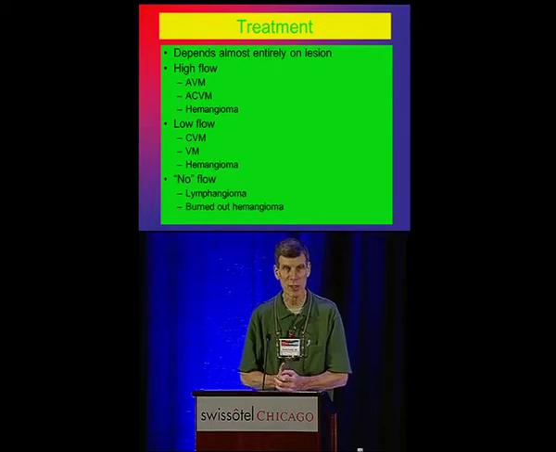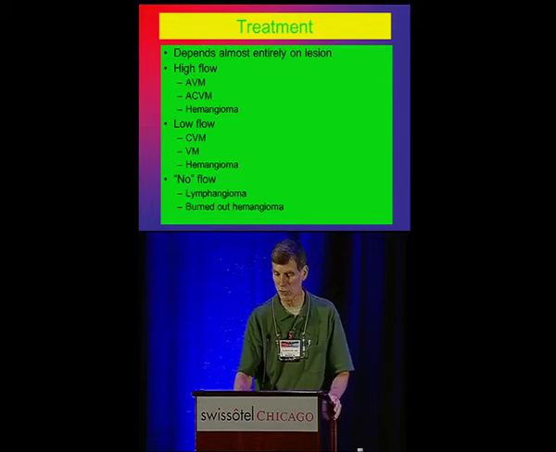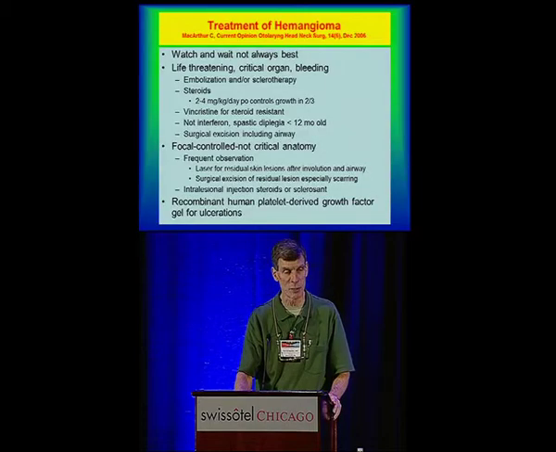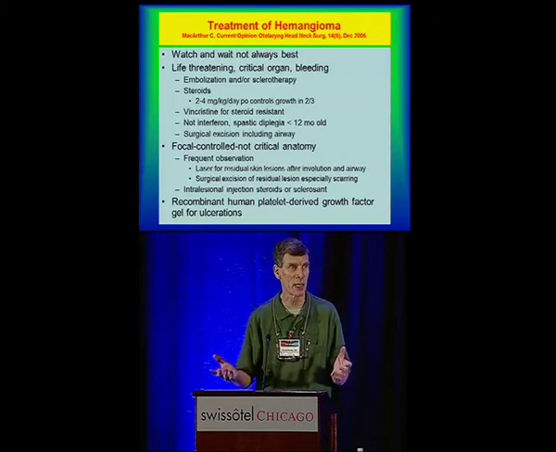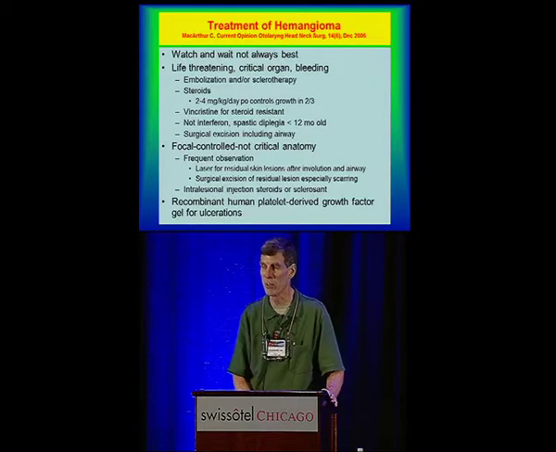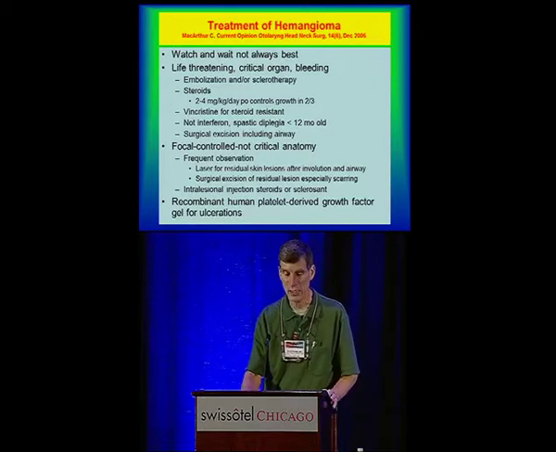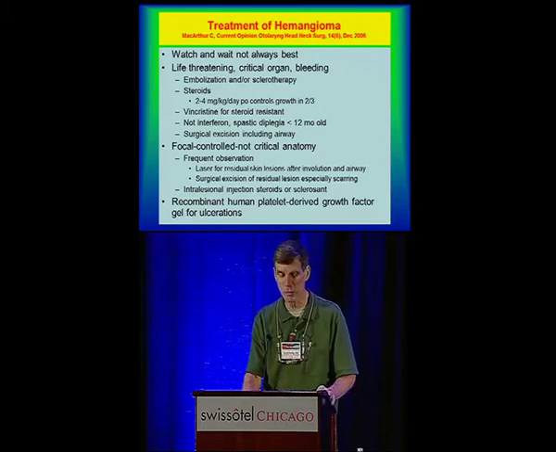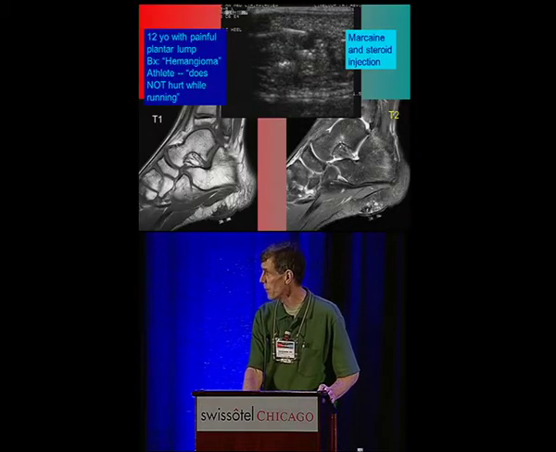So treatment really depends upon whether it's high flow or low flow or no flow, like lymphangiomas. For hemangiomas, watching and waiting and letting them go away is not always good, particularly if they're high flow. Kasabach-Merritt syndrome problems can arise in some people, particularly with central ones, but more importantly, they can just get into bad problems from the degree of flow. You can watch and wait.